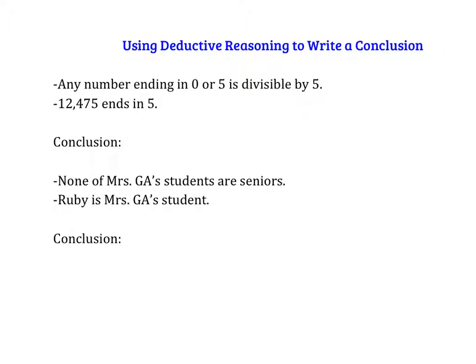Now we're going to use deductive reasoning to write a conclusion based on some true statements. Let's look at this first one: any number ending in 0 or 5 is divisible by 5. 12,475 ends in 5. What can we conclude about the number 12,475? It says any number ending in 0 or 5, and this ends in 5, so this must be true. So we can write that 12,475 is divisible by 5.